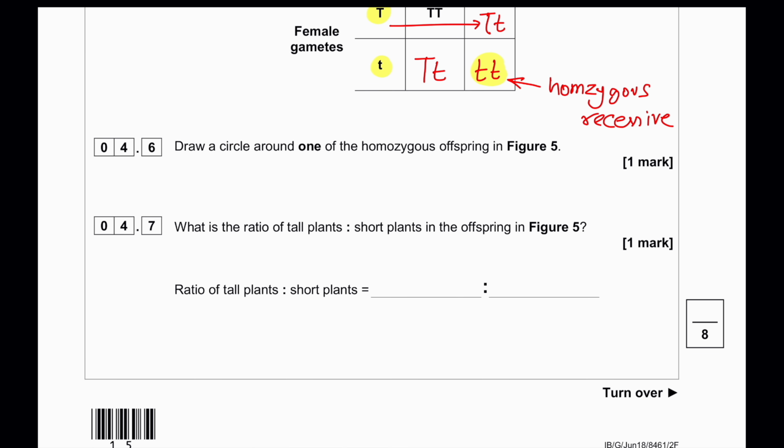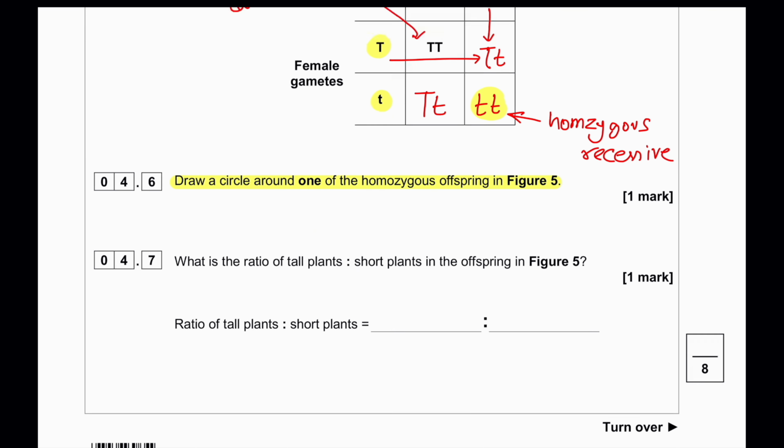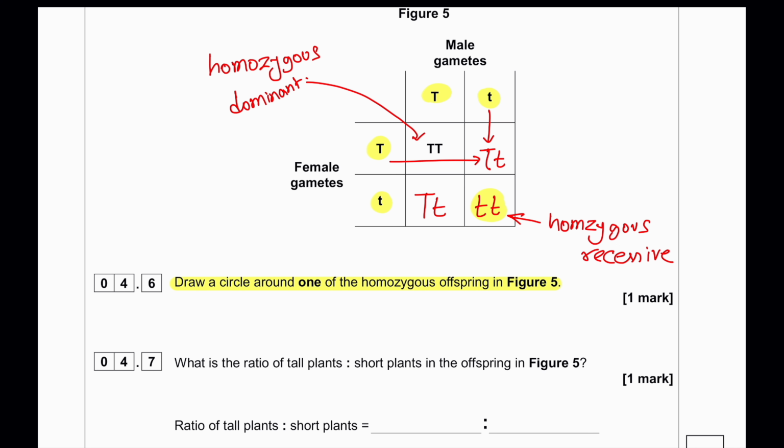The next question says, draw a circle around one of the homozygous offspring in figure 5. So since homozygous, the circle can be given on the bottom one or the top one. Since the question says only one circle, either tick this one or the top one.